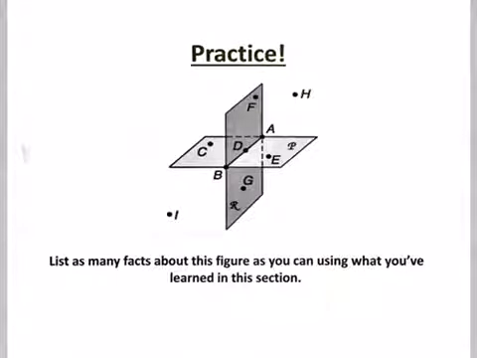So here, I want you to take a second and list as many facts about this figure as you can using what you've already learned in this section. This could be things like these points are collinear. Tell me where two planes intersect. You can tell me how to name some planes. You can tell me how to name line segments. You can tell me what opposite rays would be if you can see any. Things like that. There are lots of options here, so just list some of them out, and I will talk about a few of them in class, or if you want to check the notes online.